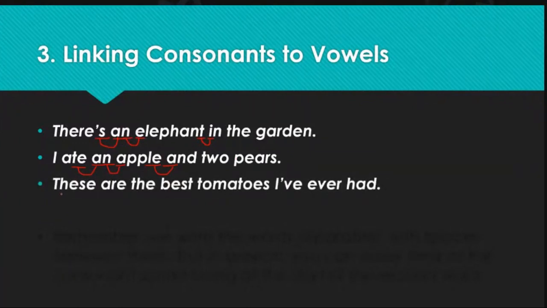Okay. And last, these are the best tomatoes I've ever had. So here we have, these ends in the Z sound, which links to our A. These are. We have our two consonants linking here, best tomatoes. Here, tomatoes ends in S, tomatoes, I. And again, V sound, I've ever. So this sentence, these are the best tomatoes I've ever had.